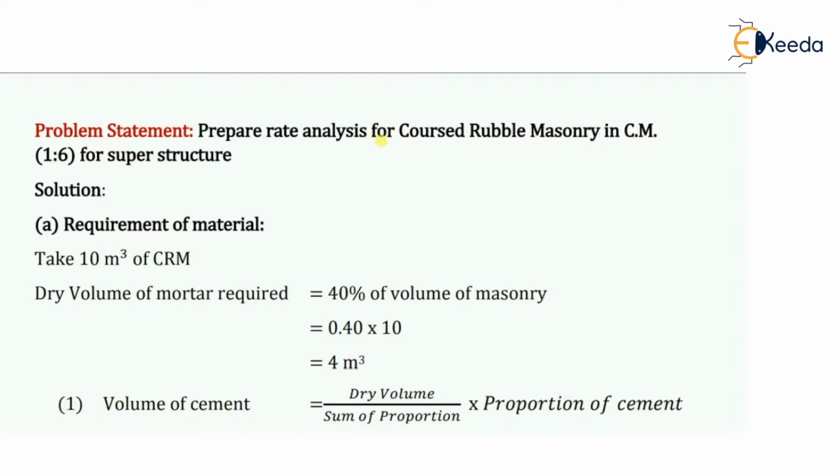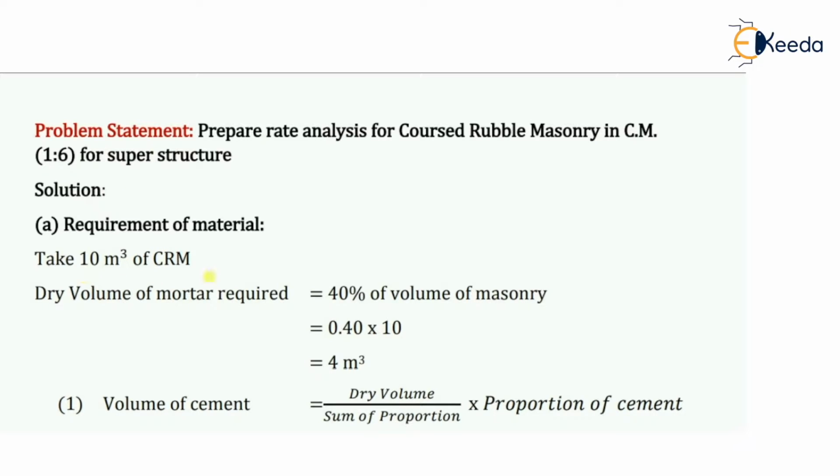Prepare the rate analysis for coarse rubble masonry in cement mortar, proportion 1:6, for superstructure. We have to prepare the rate analysis. Type of masonry is coarse rubble masonry and it is in cement mortar, and the proportion given here is 1:6 for superstructure. So let's start with the solution of it first.